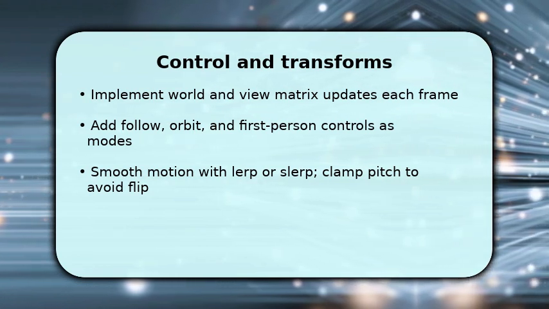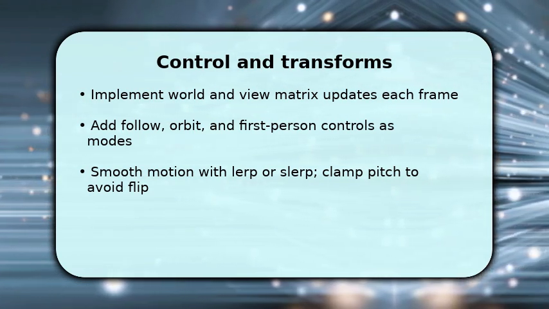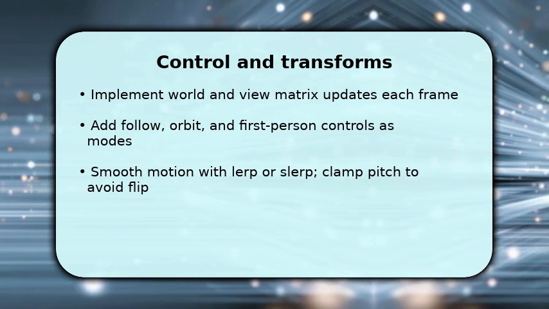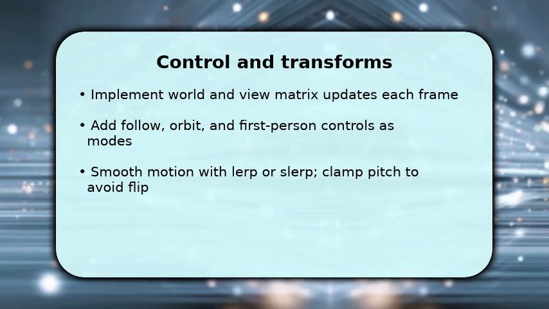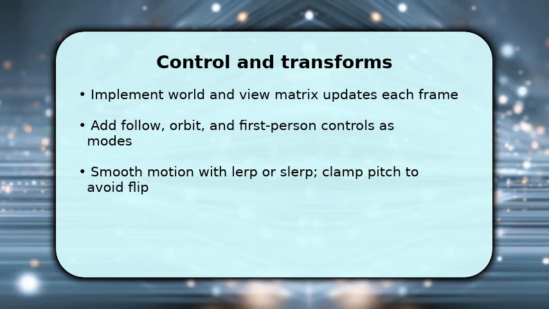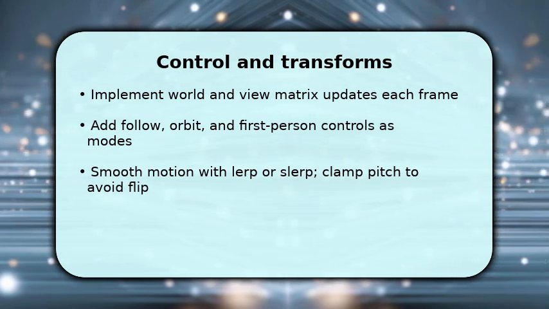behaviors. Use linear interpolation or spherical interpolation for smooth transitions and clamp pitch to avoid gimbal flip. Once you wire input to velocities and damping, the camera will feel responsive and stable during scene navigation.